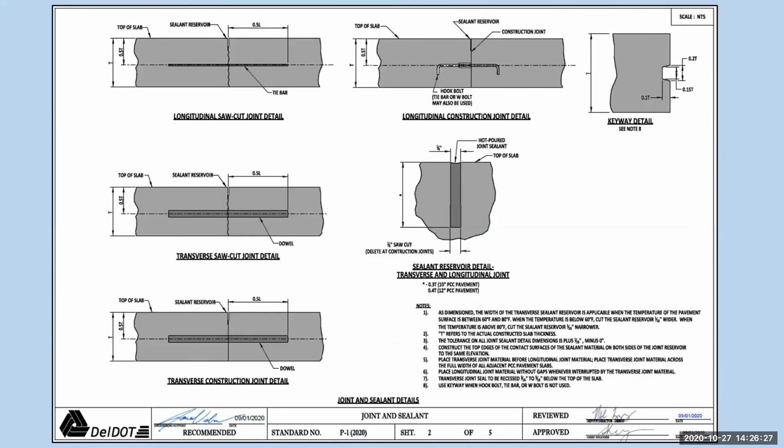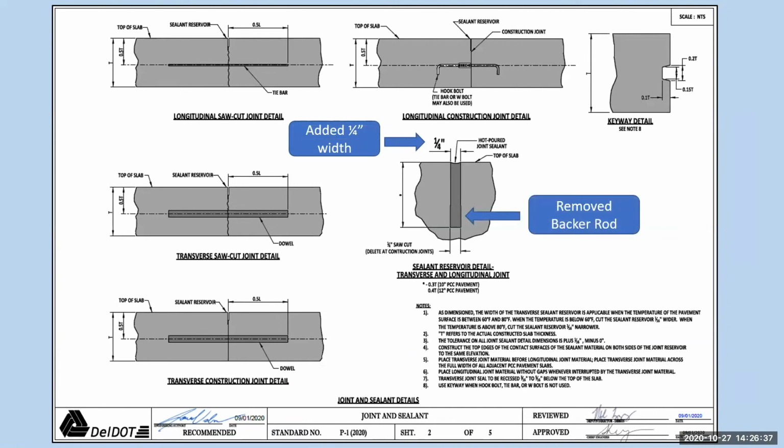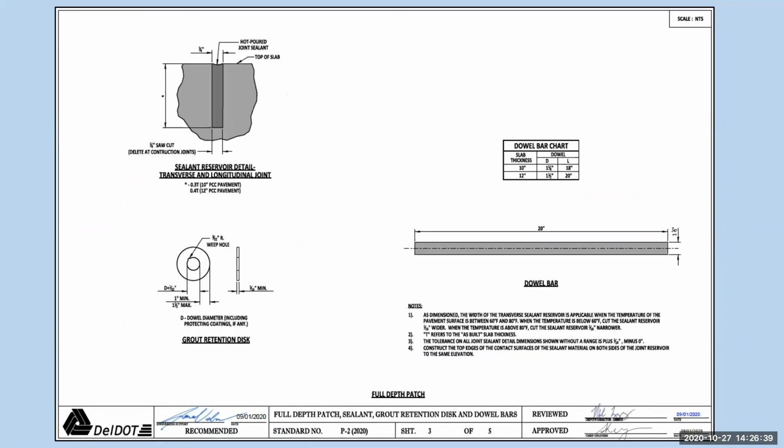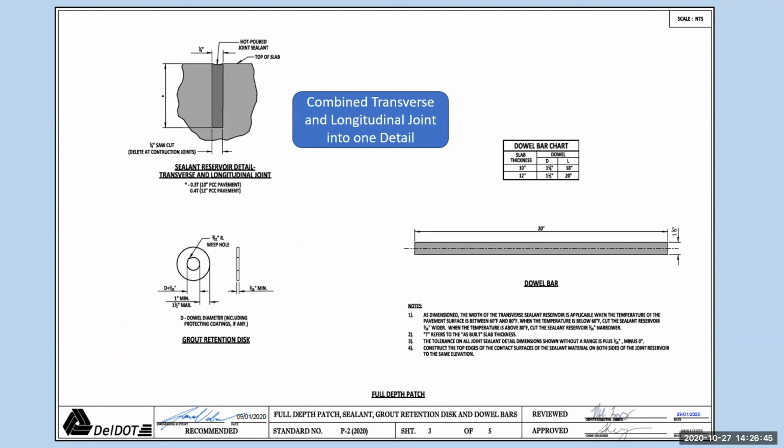The joint and sealant details change. Used to be multiple different details, and now everything has been consolidated. So added dimension, 1/4 inch width. There used to be a backer rod in here. And here's the page 3 of 5 with it. So there used to be a transverse one and a longitudinal one, and now there's just one detail. And it's filled with hot poured joint seal.